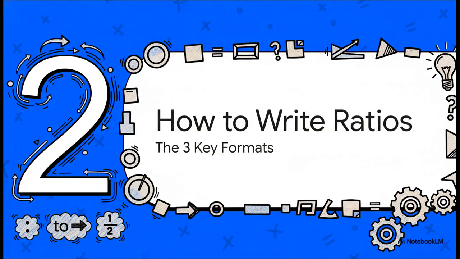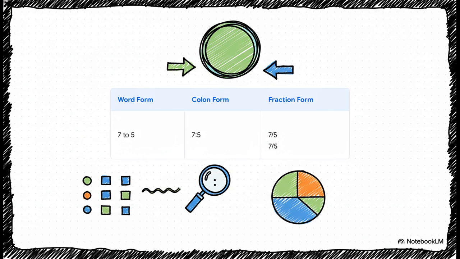Okay, moving on. Let's look at the different ways you'll be asked to actually write down these ratios, because chances are you're going to need to know all 3 for your test. The good news is this part's pretty easy. You can write a ratio in 3 ways. You can use the word "to," like 7 to 5. You can use a colon, so 7:5. Or you can write it just like a fraction, 7/5. They all mean the exact same thing. 3 different looks, 1 single meaning.